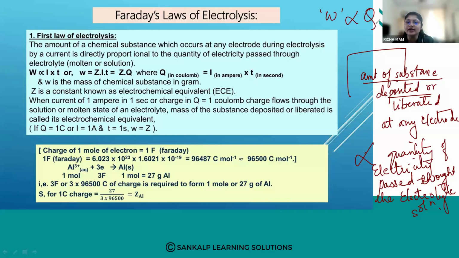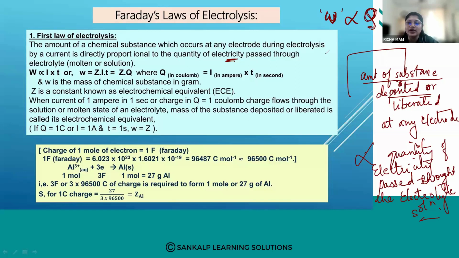How do we calculate electricity? It is calculated by Q, that is coulomb. So the amount of substance deposited or liberated at any electrode is directly proportional to the quantity of electricity passed through the electrolytic solution. W represents the grams of substance liberated, which is directly proportional to Q. Q is nothing but the coulomb of electricity.